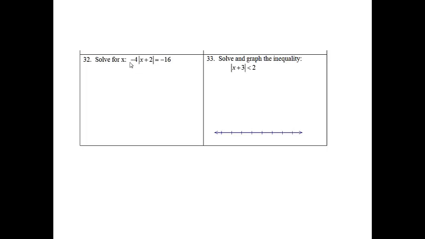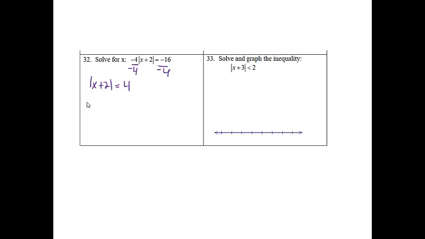All right, the key letter for this video is S. Solve for x: -4|x + 2| = -16. Please keep in mind on my absolute value problems, I'm going to have 2 answers, so I need to write 2 equations. Before I do that, though, I need to isolate the absolute value. So we're going to divide both sides by -4. That gives me the absolute value of x + 2 is equal to 4.